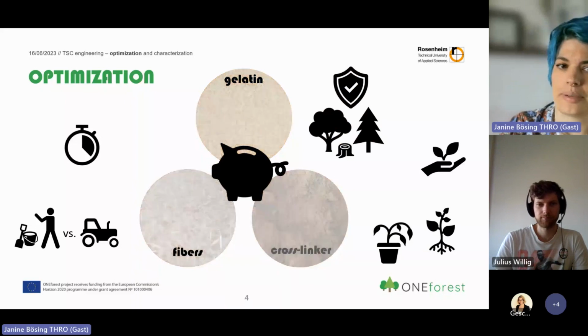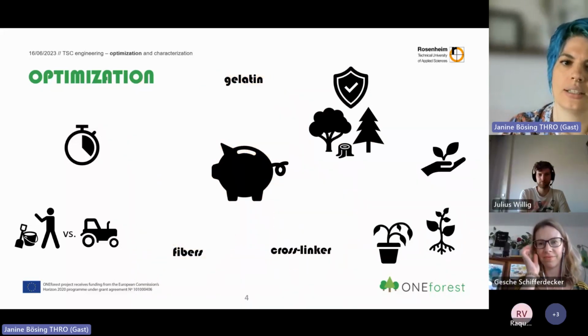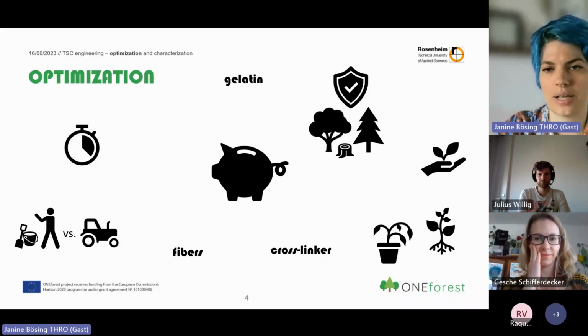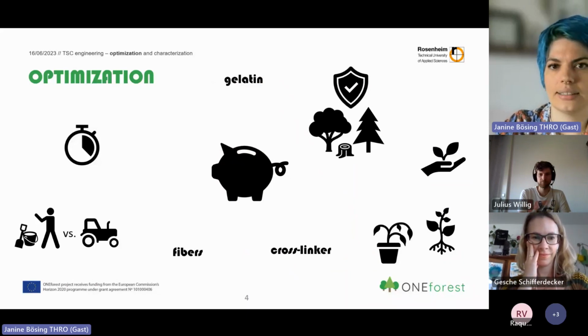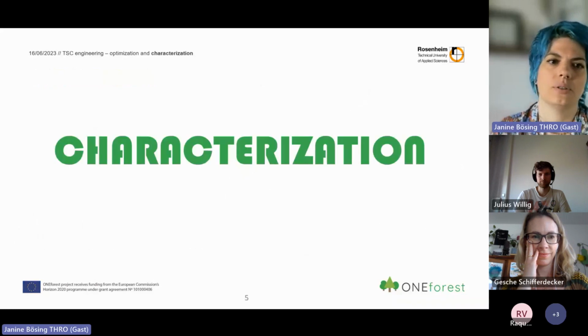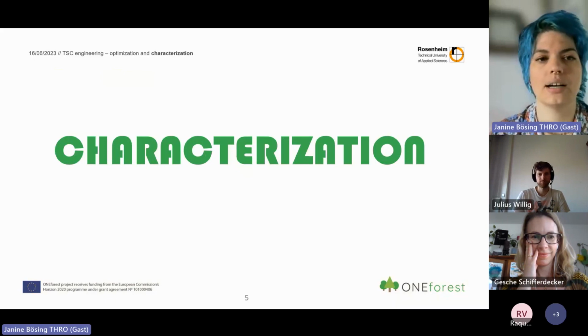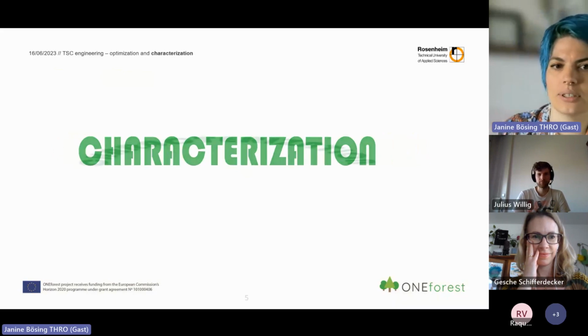And we also want to optimize, of course, the costs for our topsoil cover. We have those three main ingredients: the gelatin, the wood fibers, and the crosslinker. And the least amount of ingredients we can use, of course, the least amount of costs we would have. Now that I've talked a bit about the optimization, I want to shortly talk about how we are characterizing our topsoil cover.